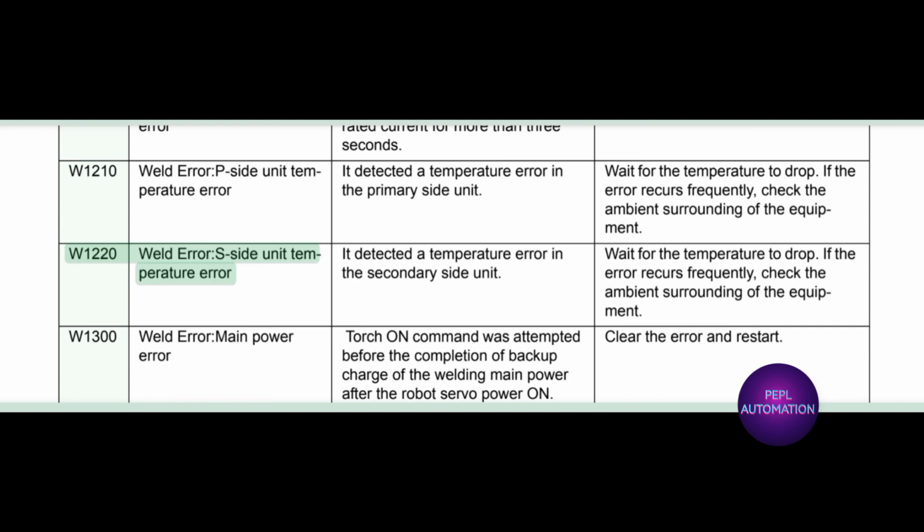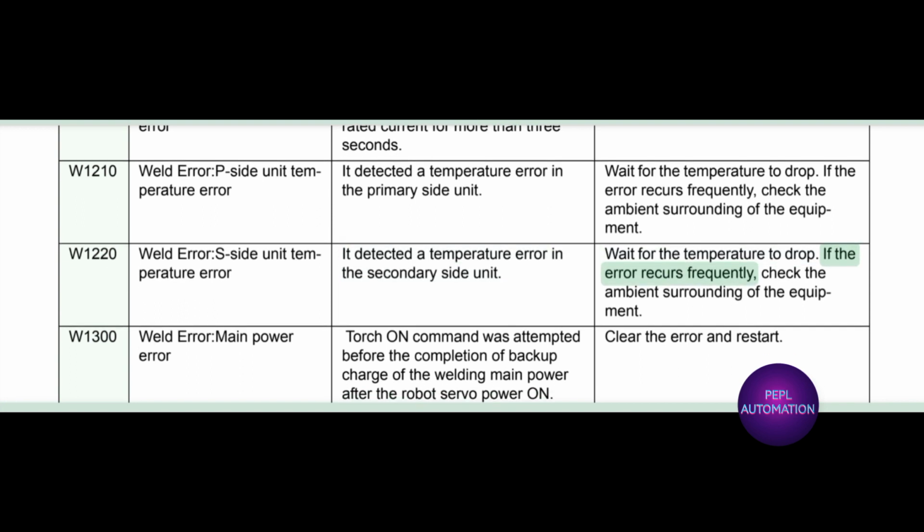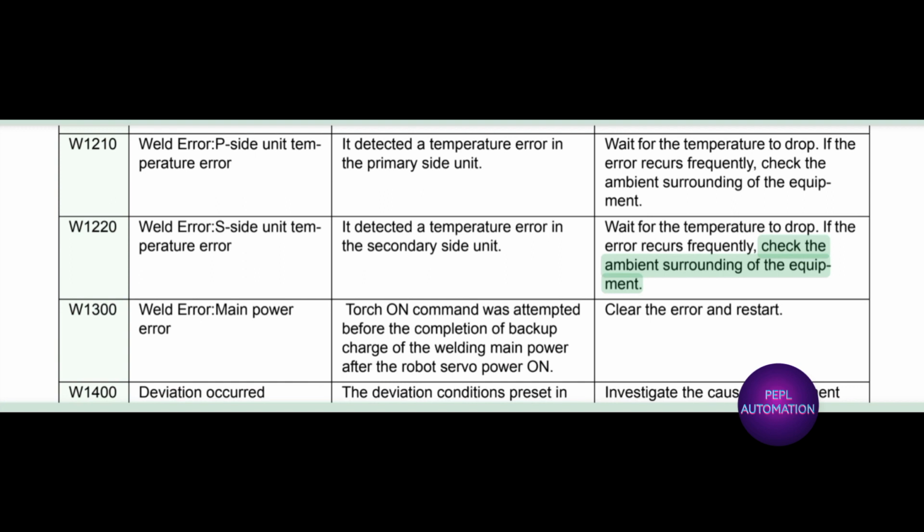W1220 weld error. S-side unit temperature error. It detected a temperature error in the secondary side unit. Wait for the temperature to drop. If the error occurs frequently, check the ambient surrounding of the equipment.